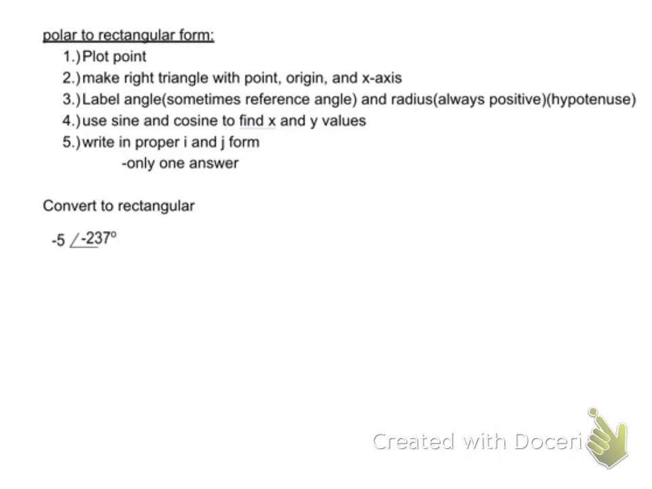Number 1, plot it. Where's negative 237? Which way am I going? Up or down? Down. Okay. That's 90. That's 180. I got to go a little bit further, right? Yeah. So somewhere about here?